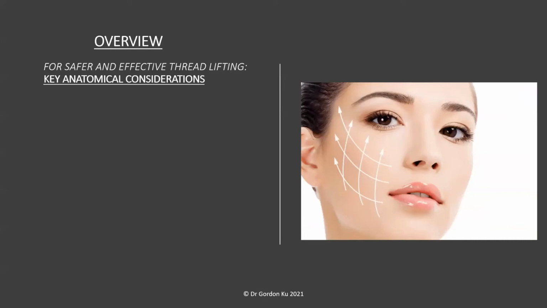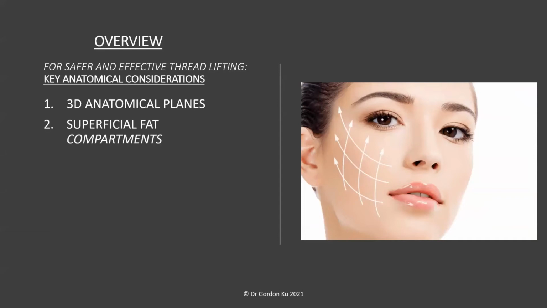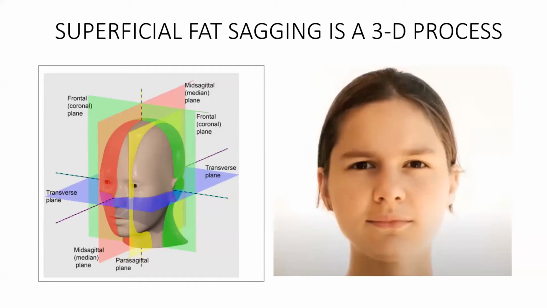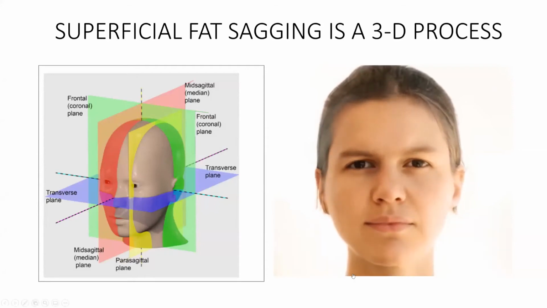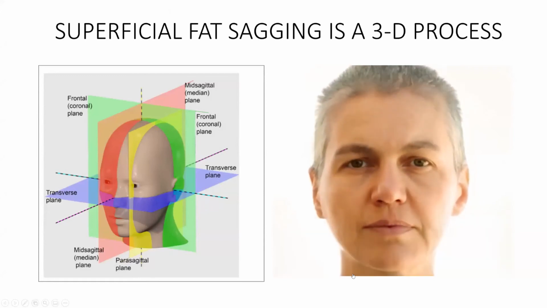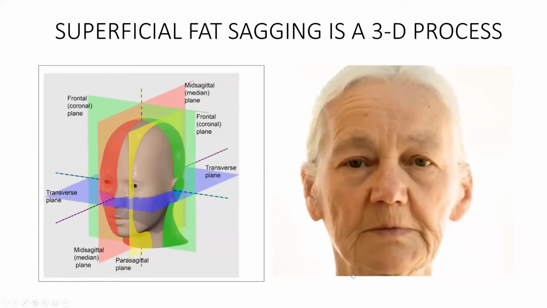For safer and more effective thread lifting, the key anatomical considerations are the 3D anatomical planes, the superficial fat compartments, and the anatomical layers. So let's first look at the 3D anatomical planes. We already know that with aging, the superficial fat and skin would sag over time, but this sagging is not just downwards in one plane. The sagging is inferiorly, but also anterior and medially. So it's a three-dimensional multi-plane process. If you take a look at this anatomy of the planes, we have frontal plane, transverse plane, and parasagittal planes. So the aging sagging involves all these planes.